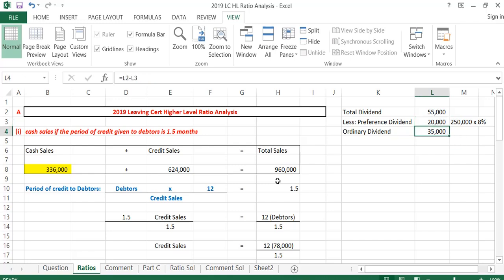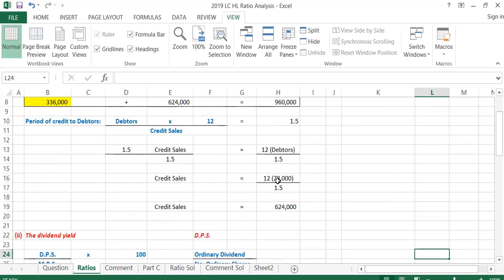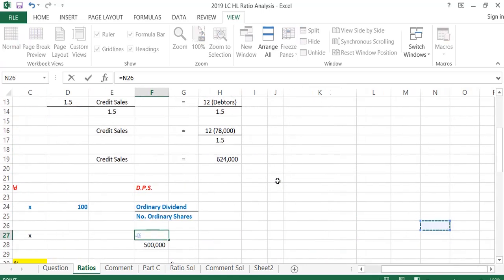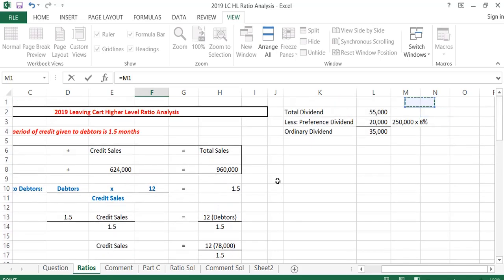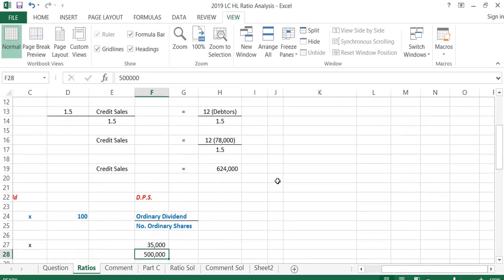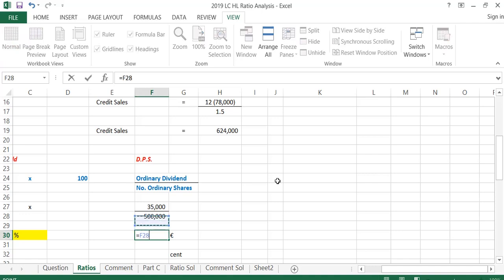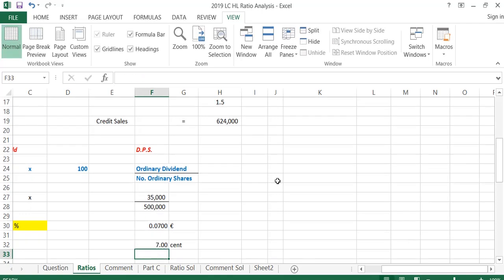So for this ratio, it's the ordinary dividend we're looking for. So it's going to be the ordinary dividend, which I'm after working out, to be 35,000 over 500,000. So 35,000 divided by 500,000 is 0.07 euro. And then just to put that into cent, I'm just going to multiply it by 100, which is 7 cents. So the dividend per share works out to be 7 cents.